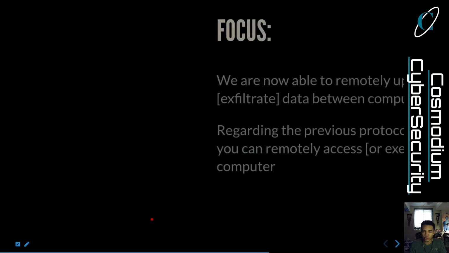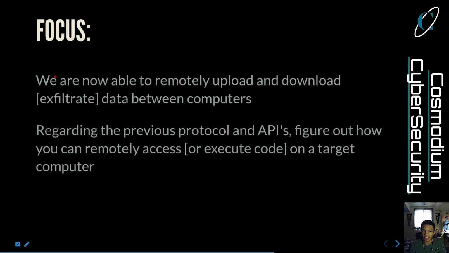All right, we are now on stage 4, and we're talking about remote shells. Remote shells are going to be super, super critical. The focus of this section is now that we are able to remotely upload and download files between computers, over the wire, over code, and rather than just doing it ourselves, our programs can upload and download these files. Using the previous protocols I mentioned, the APIs, see how you can remotely access or execute code on the computer.